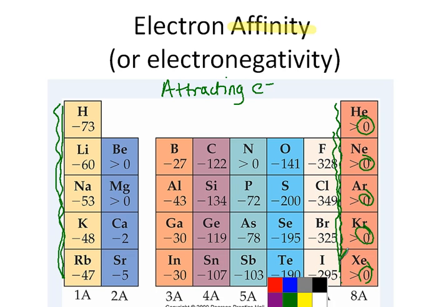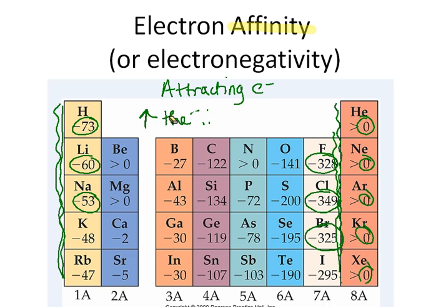Over here you've got numbers like -73, -60, and -53, okay? Over here you've got numbers like -328, -349, -325. So basically what you find out is the higher the number, and really it's the higher the negative number, okay? The more negative, let's write it that way: the more negative the number, the more electronegative it is.